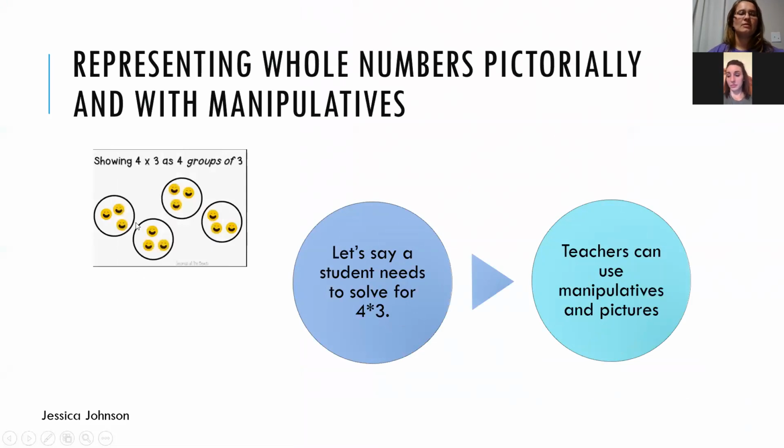We have 4 groups, and the circles represent the groups. And in each group, we have 3 manipulatives. So this example shows 4 times 3 represents the whole number 12.